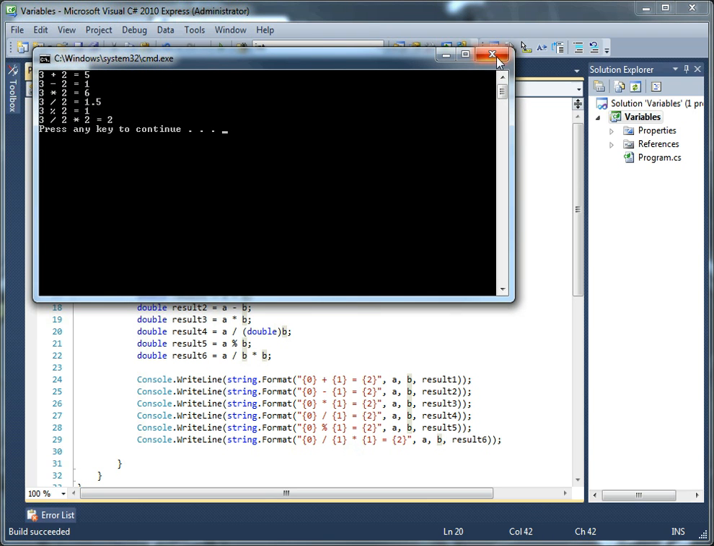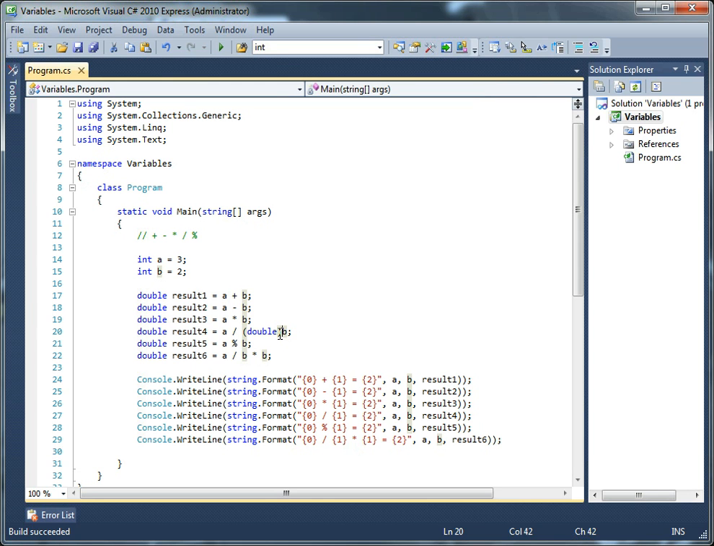So we get our 1.5 now. And the reason for that is because when you involve an integer and a double inside of an operation, you get the more specific value, which is the double. Now let's go down here and try the same thing. And let's run it.